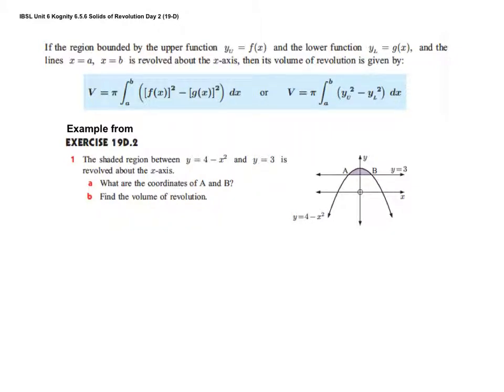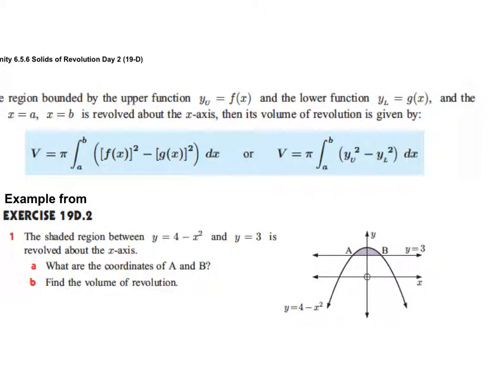If we have a region where the upper function is f of x and the lower function is g of x, and they intersect at a and b, or we could even just cut it off wherever we wanted between a and b, and we revolve that around the x-axis, then its volume of revolution is given by pi times the integral from a to b of f of x squared minus g of x squared dx. So it's the upper squared minus the lower squared that you're taking the integral of.